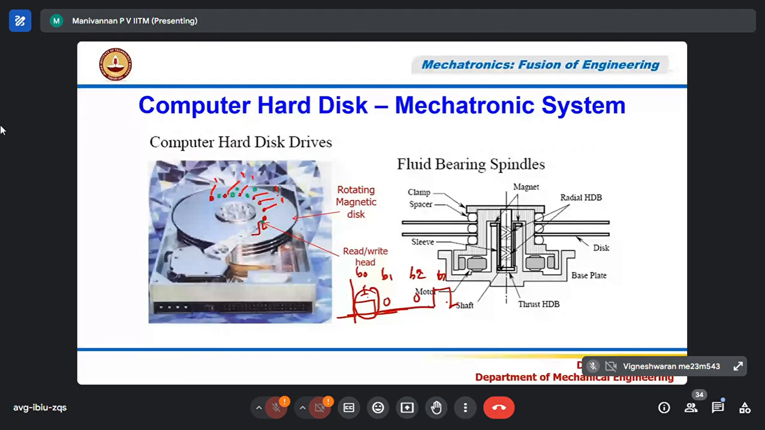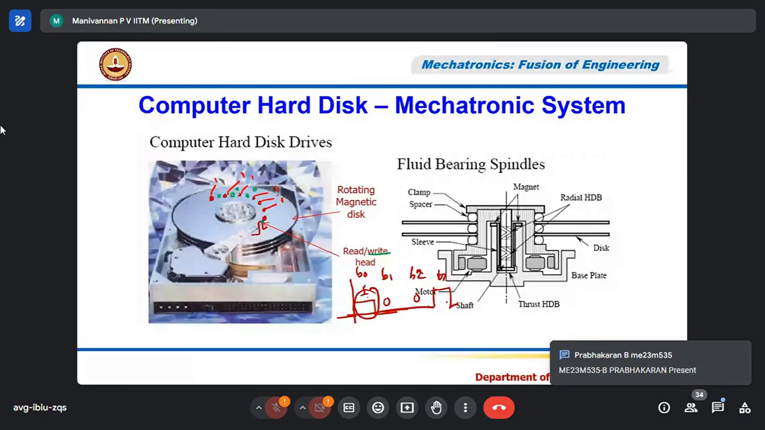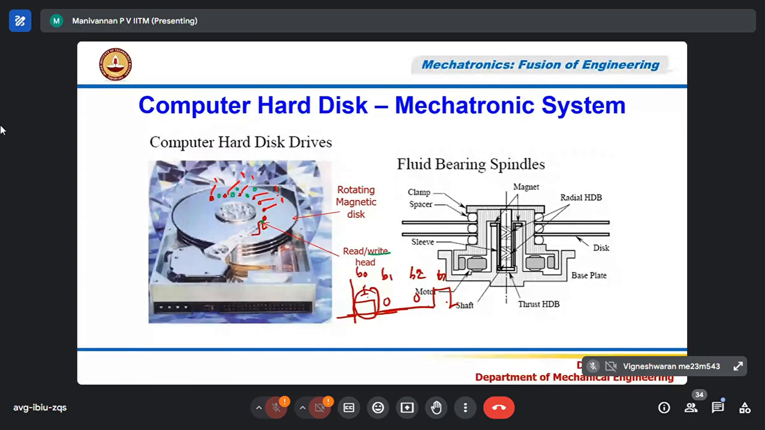So now this is writing. When I want to write something, I magnetize with this head, so that particular location will be a magnetic field. So you can see that the data is stored as a circular track. This is called one track. In this track, I can show ones and zeros by magnetizing or not magnetizing that particular area. But the disk is rotating.